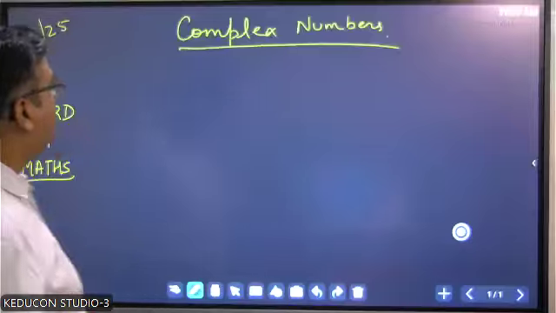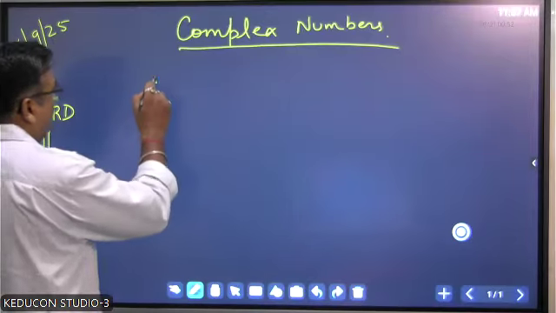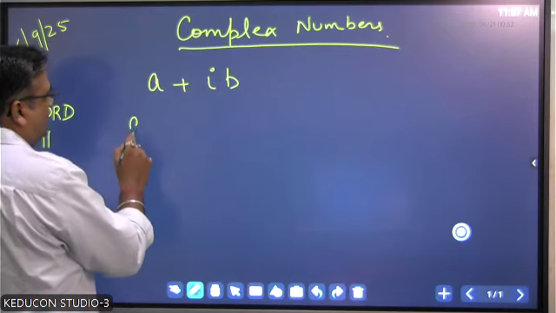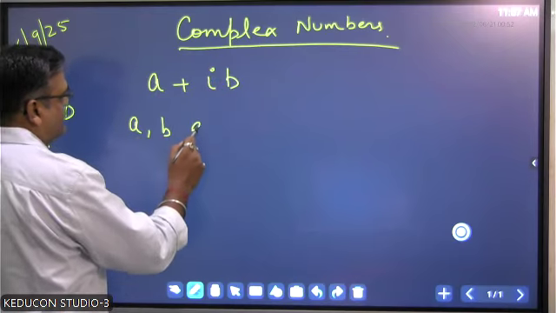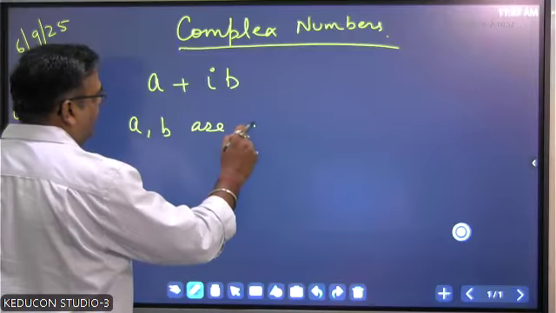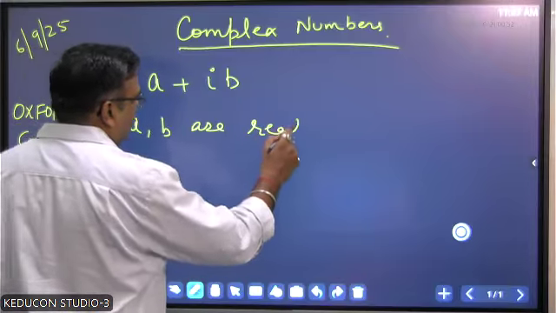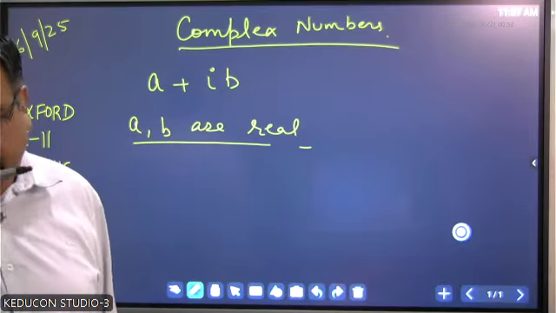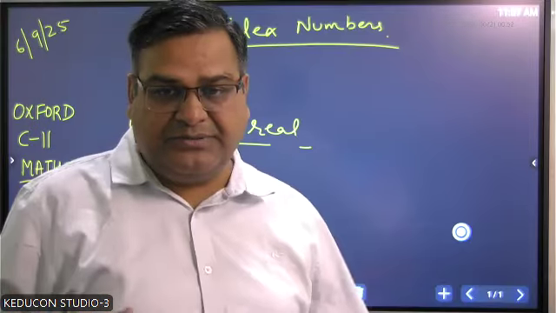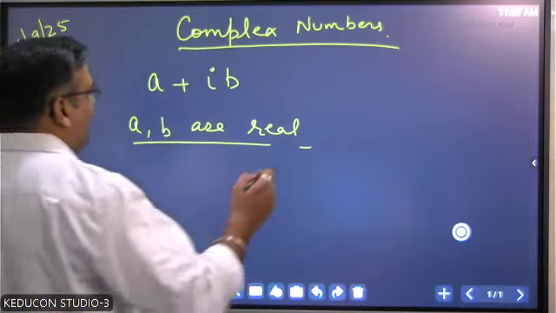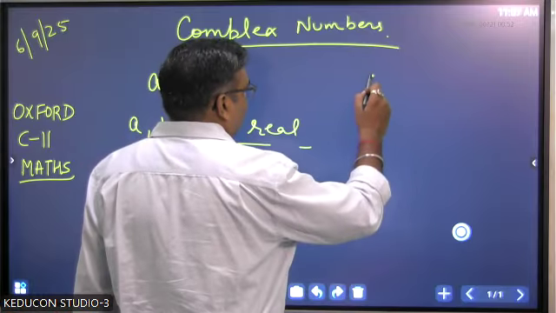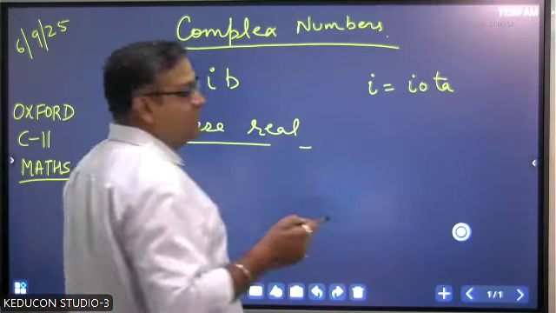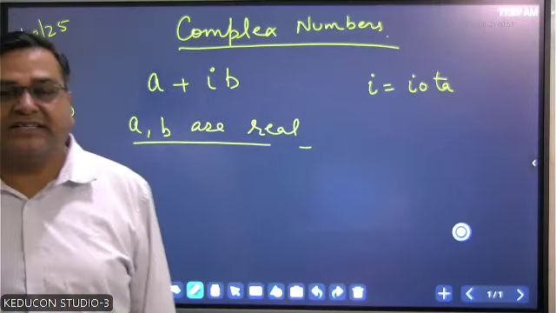So any number which can be written in the form a plus iota b, where a and b are real, right? A and b are real. So any number that can be represented in the form a plus iota b. What is this i called? Iota, right? Can anybody tell me what is the value of i? What is the value of iota?